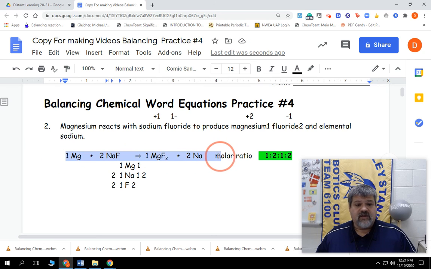The equation is balanced, and we're going to need this later on because, for stoichiometry, we're going to need how many moles of something can work with how many moles of something else in a balanced chemical equation. So good luck with the rest of them.